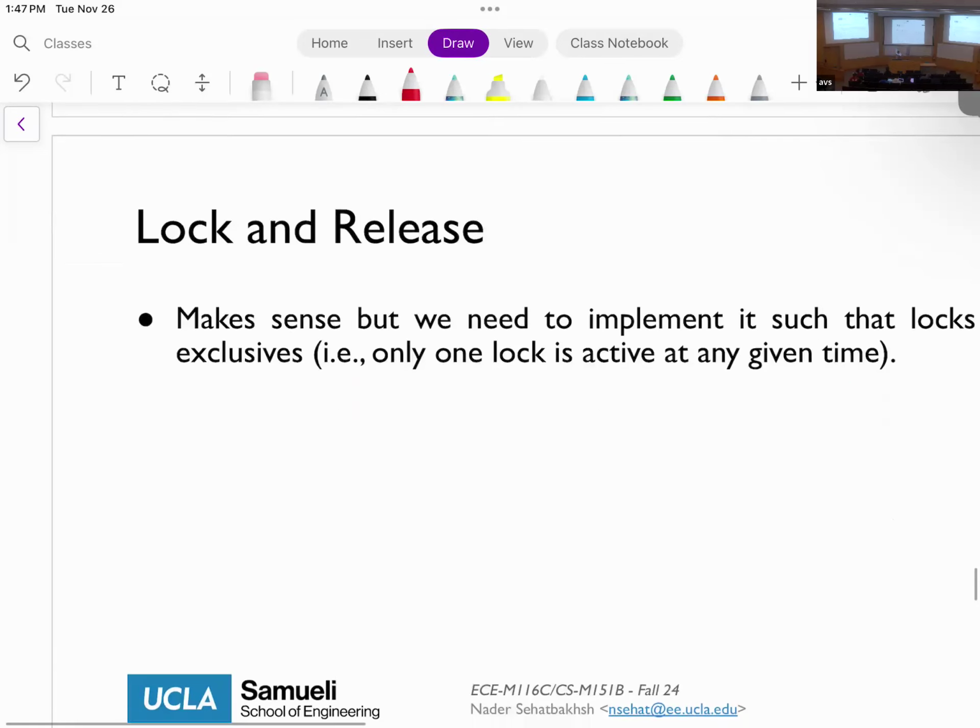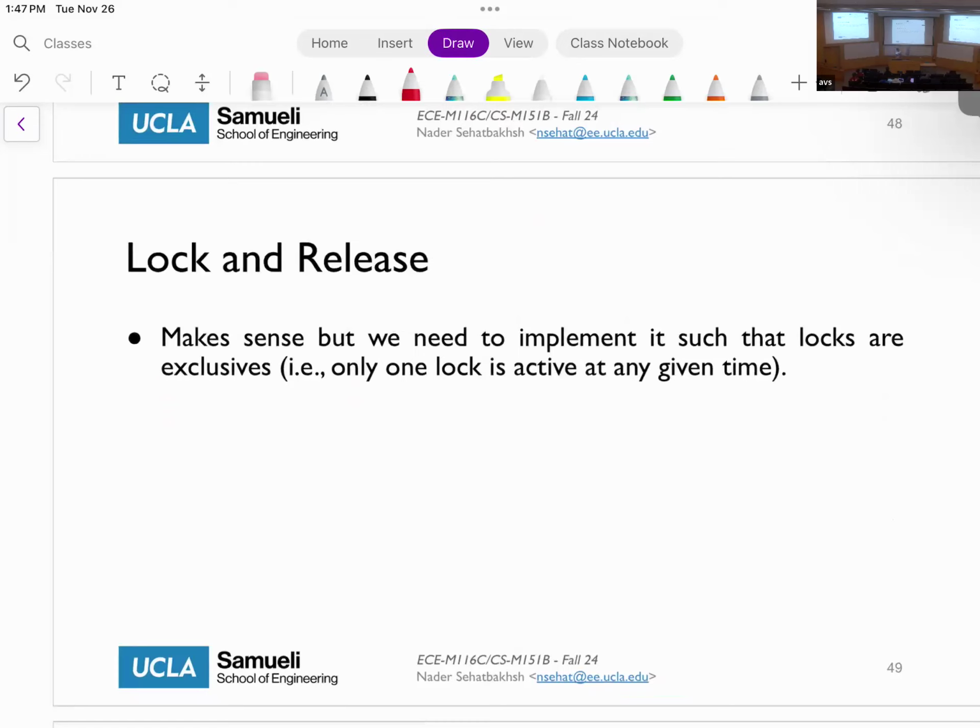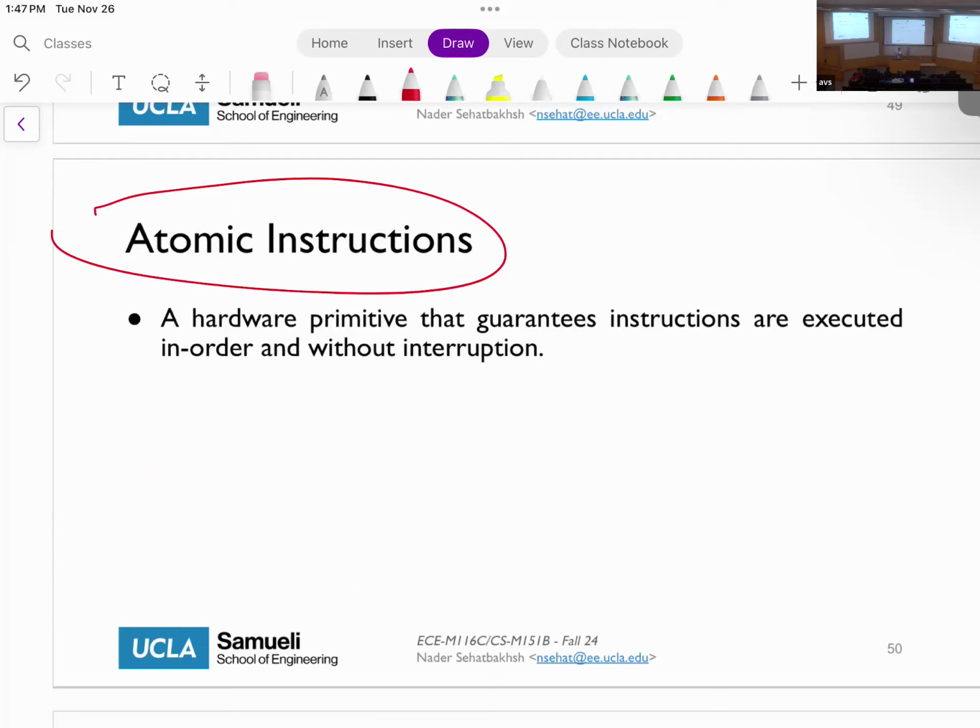So how do we fix that? We need to run this lock and release such that we make sure that they are not overlapping with others. If they overlap with others, then it's not going to work, because there might be scenarios where both of these programs think that they have the lock. How do we do that? We use these things called atomic instructions, okay? This is another hardware primitive that we're going to use. The idea of atomic operations is that we guarantee that the instruction is executed in order and uninterrupted, which means that other cores cannot run the same instructions.